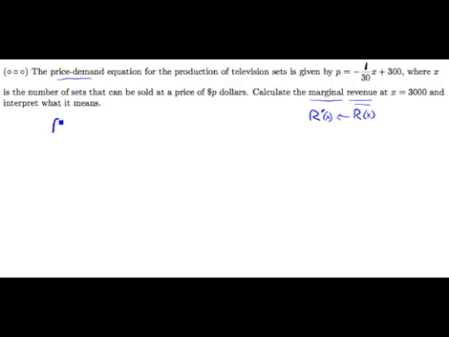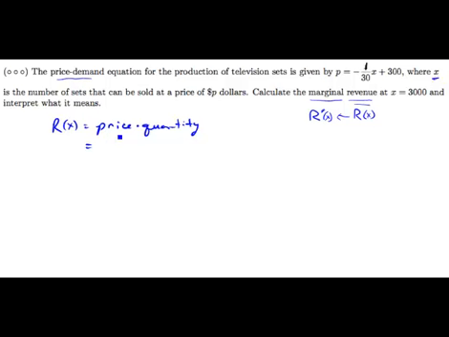So to begin with, the revenue function is the price times the quantity sold. That's how we determine revenue. How many we're selling times the price we're getting for them. And in this problem, our quantity is the number of television sets, and that's given by X. So the quantity is simply X.